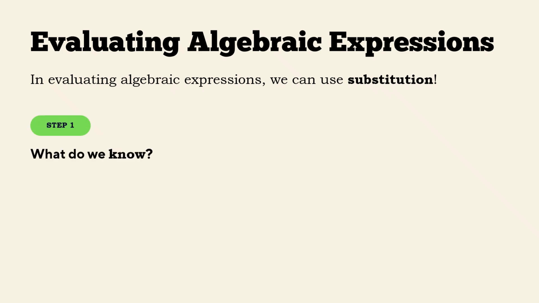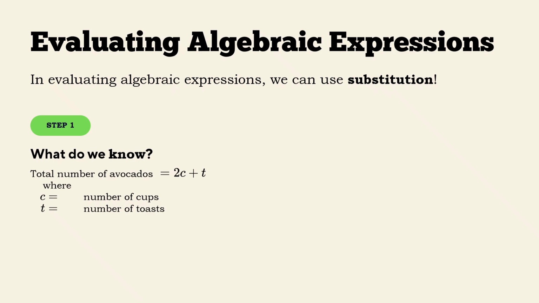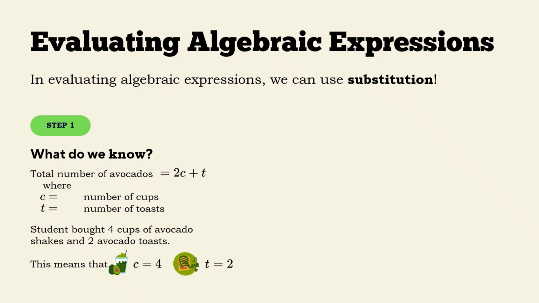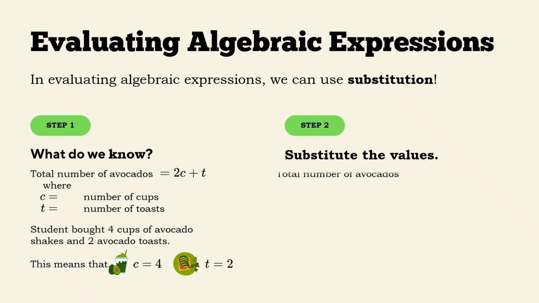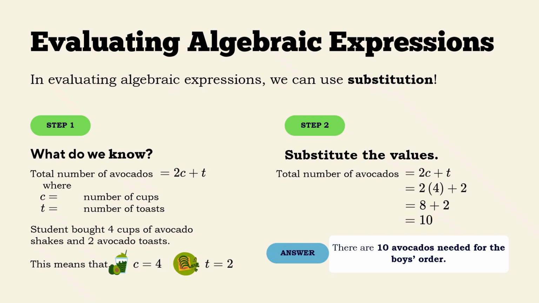Step 1. What do we know? The total number of avocados is equal to 2C plus T, where C is equal to the number of cups and T is the number of toast. Student bought 4 cups of avocado shakes and 2 avocado toasts. This means that C is equal to 4 and T is equal to 2. Step 2. Substitute the values. Total number of avocados is equal to 2C plus T. 2 times 4 plus 2. So 8 plus 2 is equal to 10. This is our final answer. There are 10 avocados needed for the student's order.